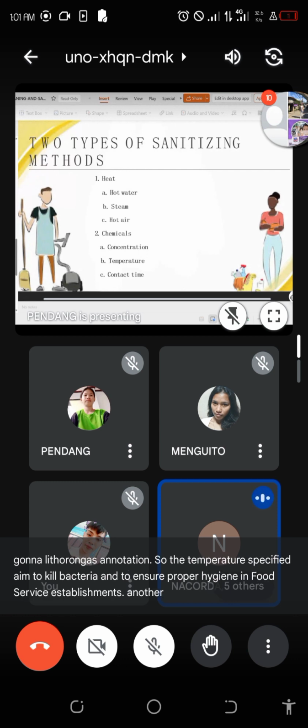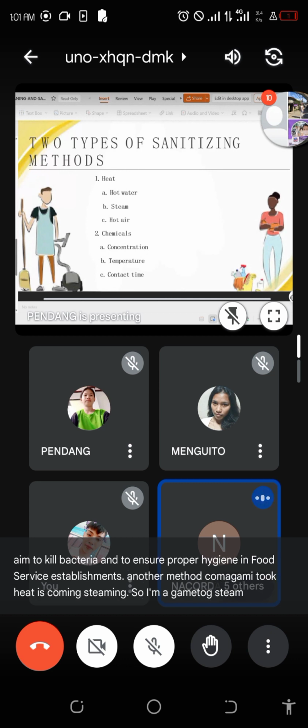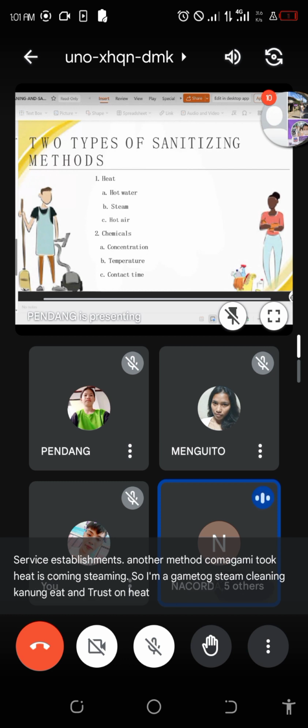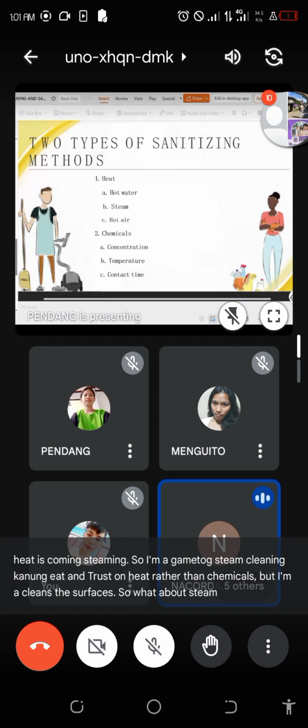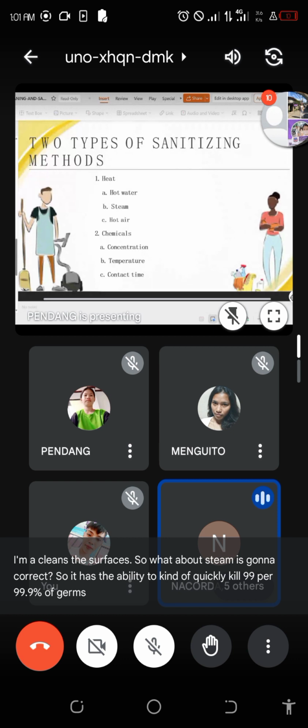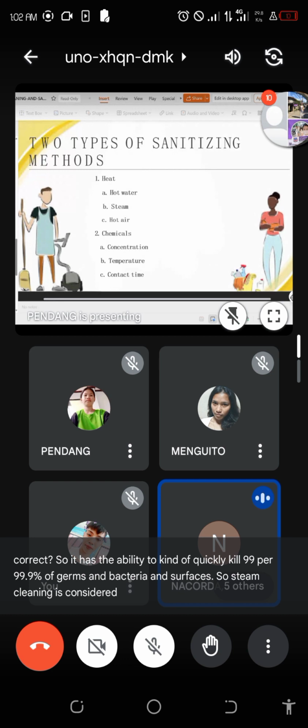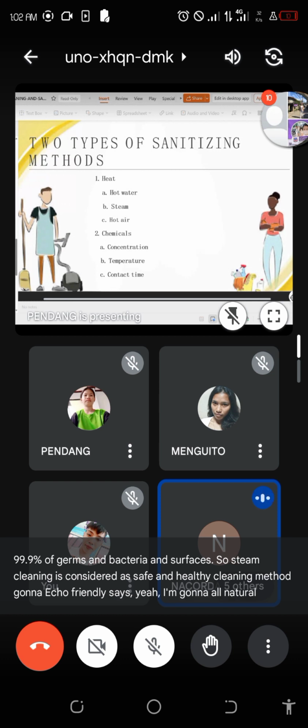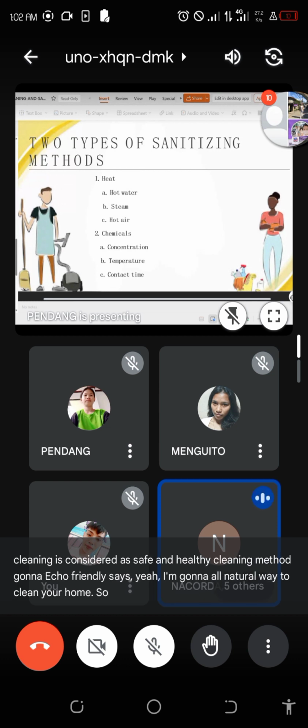Another method kung magamit og heat is kaning steaming. So, ang paggamit og steam cleaning, it relies on heat rather than chemicals para ma-clean ang surfaces. So, kung ang pag-apply og steam is correct, it has the ability to quickly kill 99.9% of germs and bacteria on surfaces. So, steam cleaning is considered a safe and healthy cleaning method, eco-friendly siya o all-natural way to clean your home. So, safe siya kaya wala mo siya gamit og chemical cleaning agents.